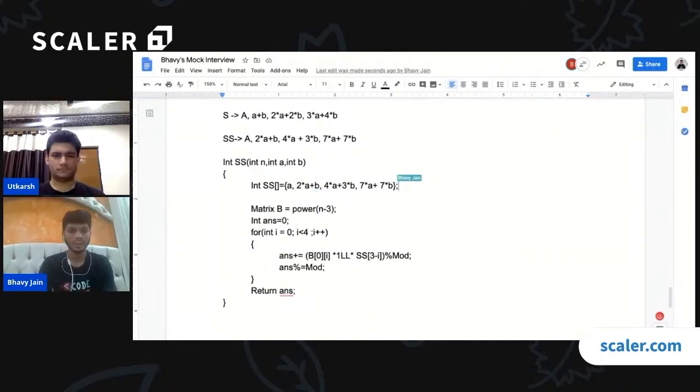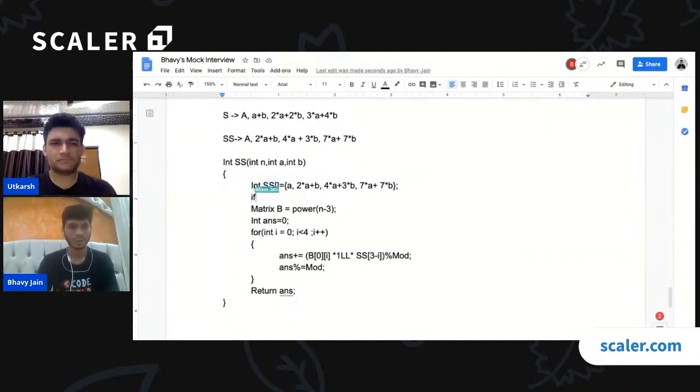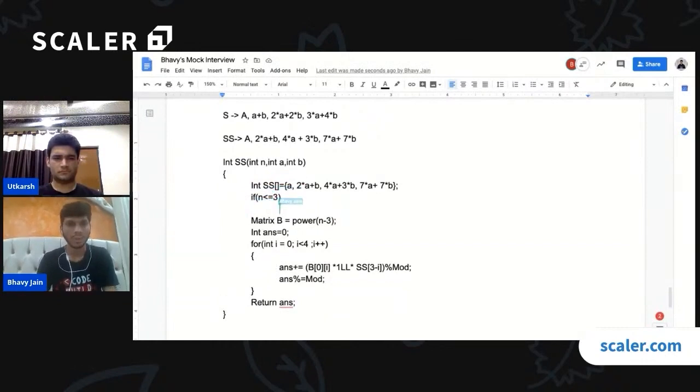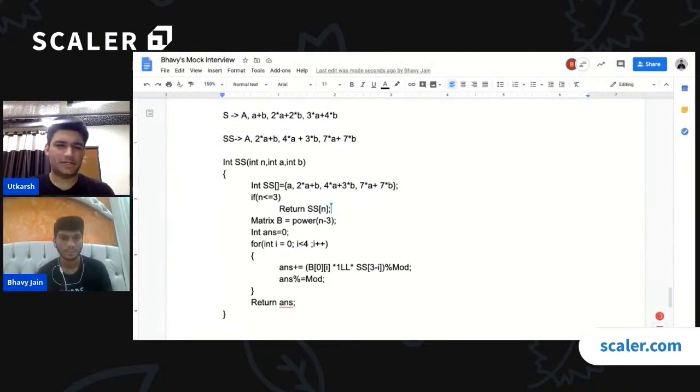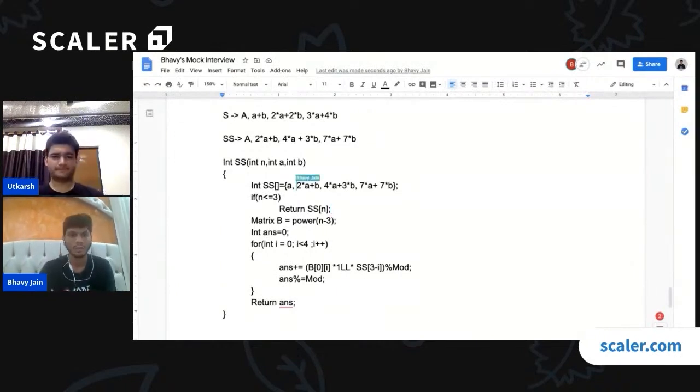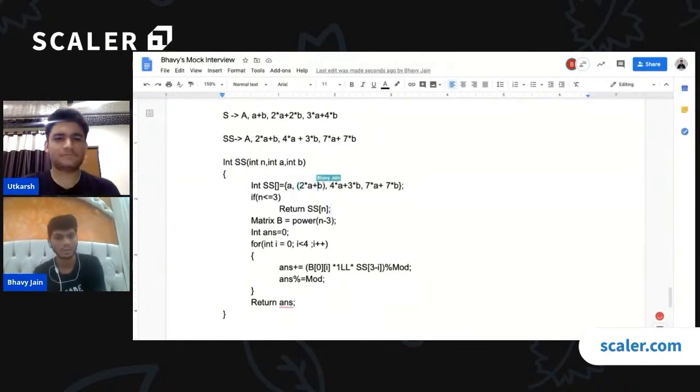So if n is less than 3, there is an issue with this code. We can use the pre-stored values. Correct. Okay, so if n is less than or equal to 3, we can include it or not, it doesn't matter because we have both here, and this will return iota. So this should be return ss of n. Very good. One thing more I would like to suggest. Can you see one more mistake? Is there one small mistake? Okay. Again, yeah, here we have to include mod as well.